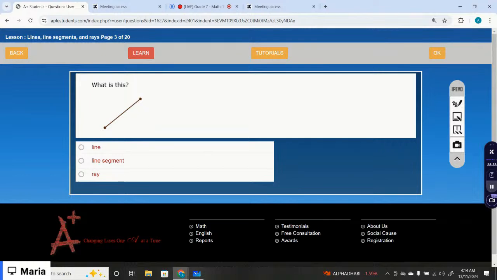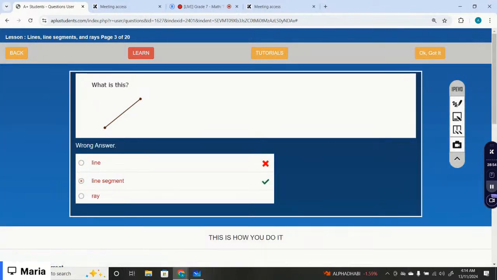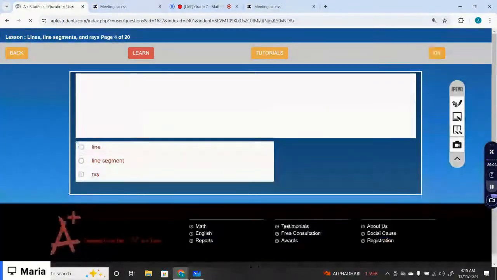What is this? That is a line, right? You can extend both sides. That is the line. Oh, sorry, line segment. Line segments. Okay, got it.